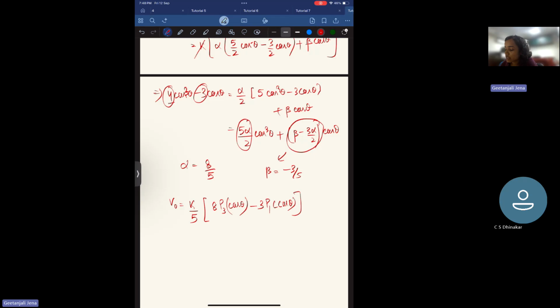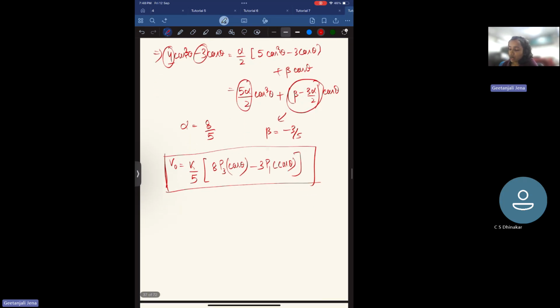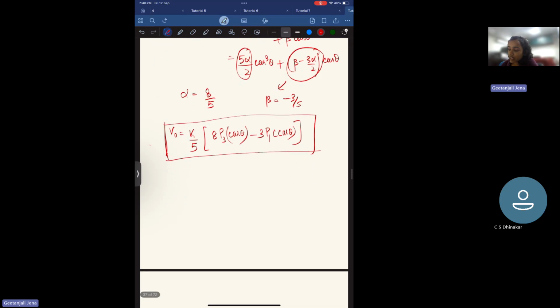The reason we are doing this is that in the next step, this simplification will simplify our integration, because we know the integration of PL and PL prime over cosθ is 2/(2L+1). So we want to use that trick to solve the boundary problem. That is why we first write V0 in terms of the Legendre polynomial.